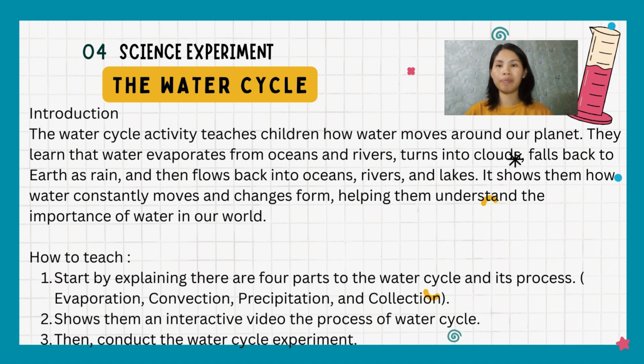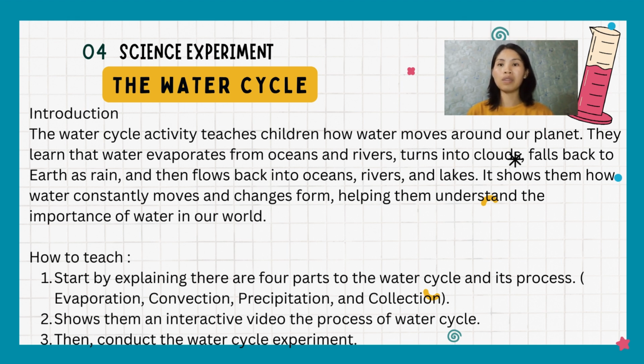Hi, my name is Vero Gawis and I will present our fourth topic, which is the water cycle activity. The water cycle activity teaches children about how water moves around our planet, and they can learn that the water evaporates from oceans and rivers, then turns into clouds and falls back to the earth as rain and flows back into oceans, rivers, and lakes.